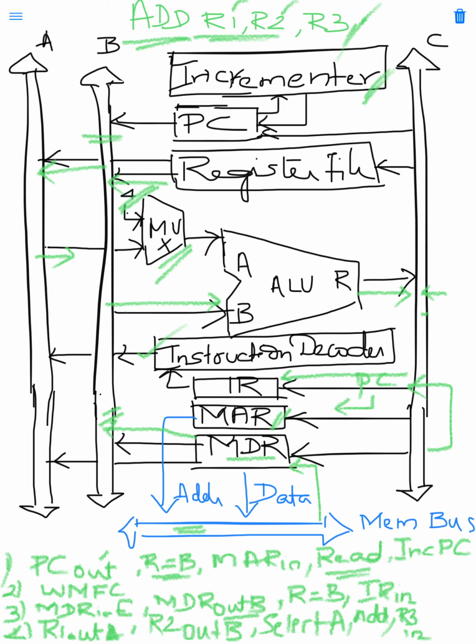R3 belongs to this register file, and in order to store the value to R3, it will be taking the value from C alone. After performing the addition of values taken from R1 and R2, the result will be currently available in the ALU block, and from that ALU, the result can be placed on C, and from C, R3 will be taking the final value. So this is how the sequence of control signals will be generated.